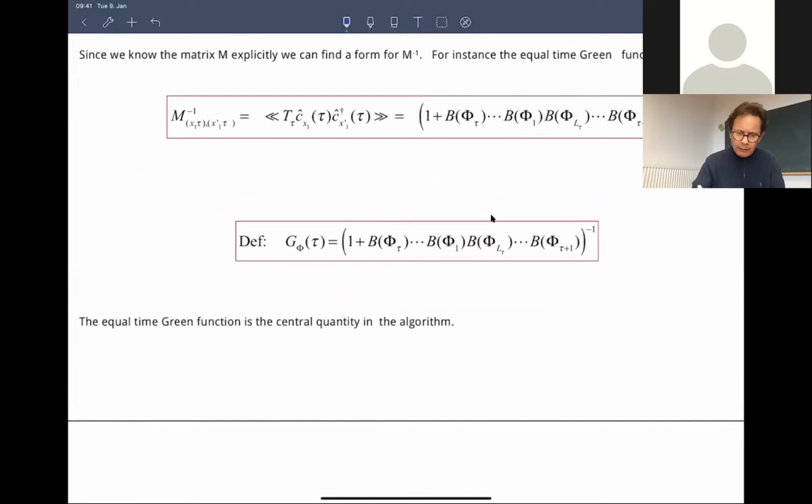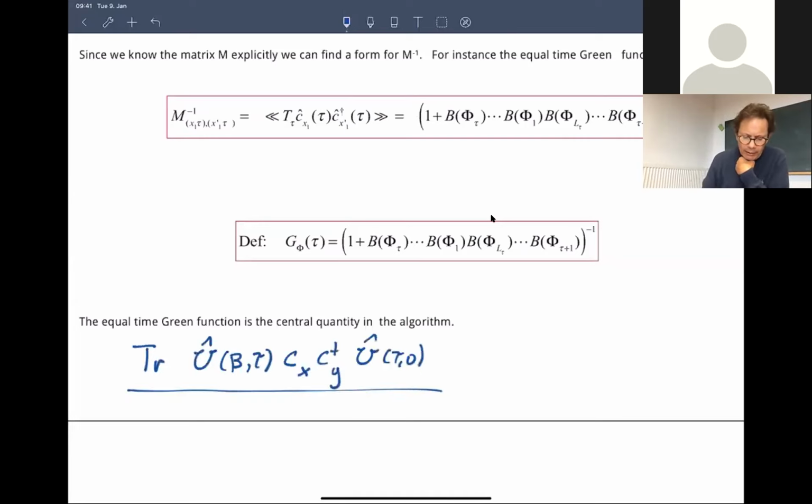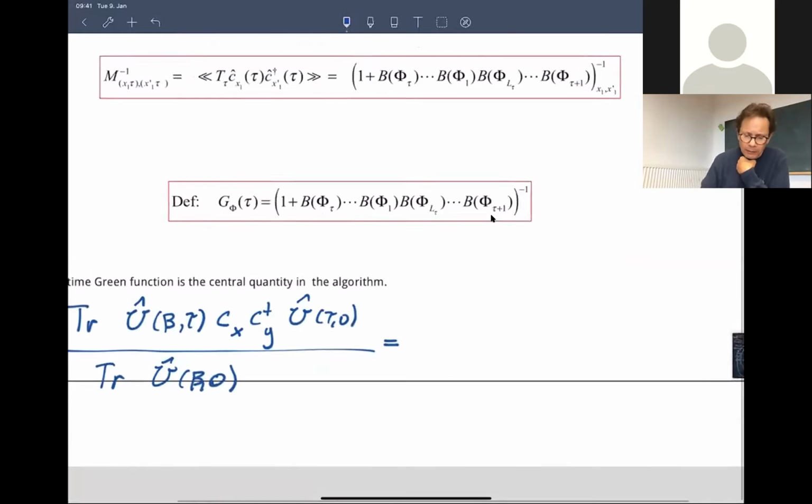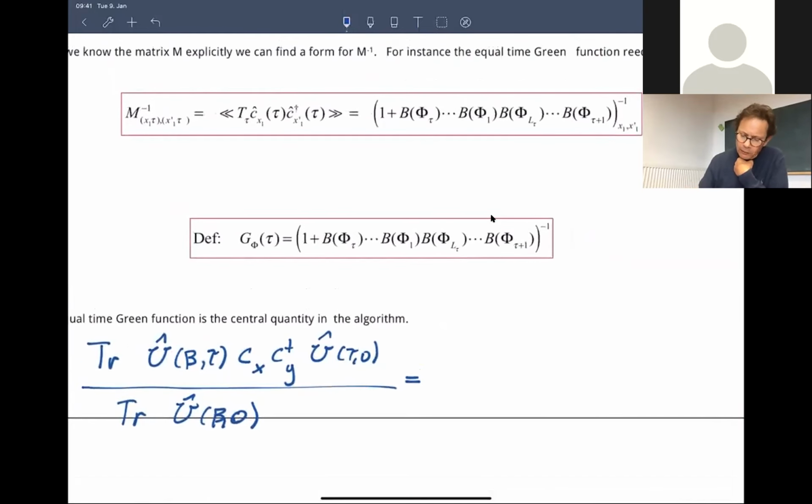Essentially what I would like to calculate is the trace of the evolution from beta to tau, taking the equal time C of x and C dagger of y, so I'm changing the indices a bit, then U of tau to 0, divided by the trace of U hat of beta 0. That's what I would like to do, for a given field configuration.